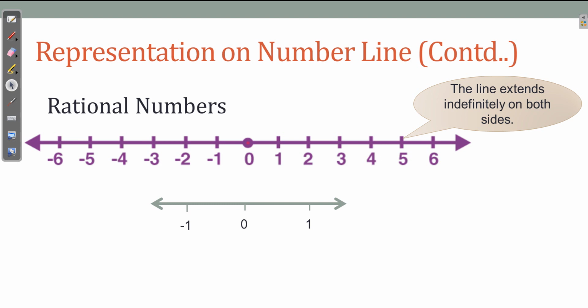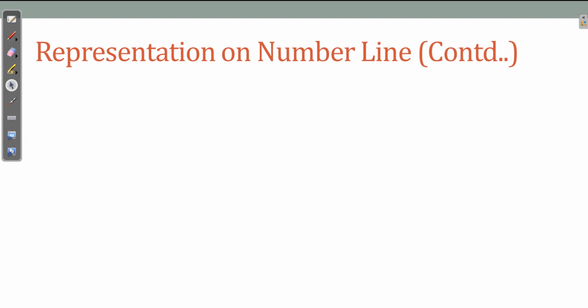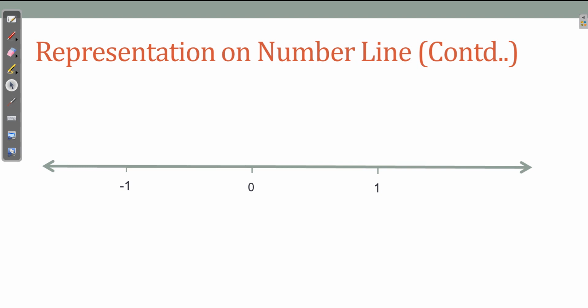Let us take the first division. If you exactly divide the unit 1 into half, then 1 by 2 is the representation between 0 and 1. Similarly, towards the negative side of the line, we can have minus 1 by 2. Like this, there will be rational numbers between the rational numbers. Now, if we consider this number line and divide the first unit 1 into 3 equal parts, then each and every part can also be labeled.